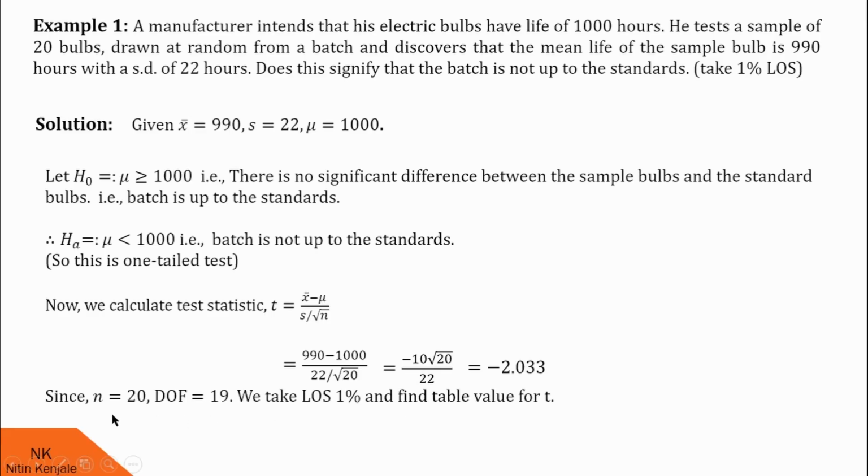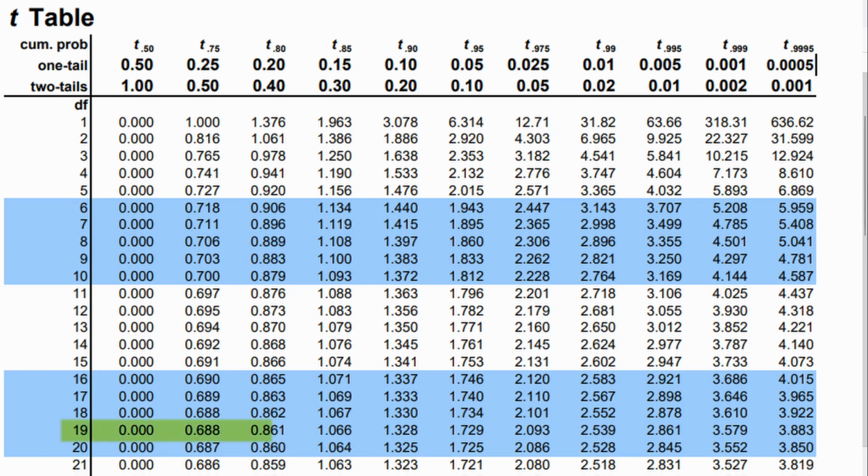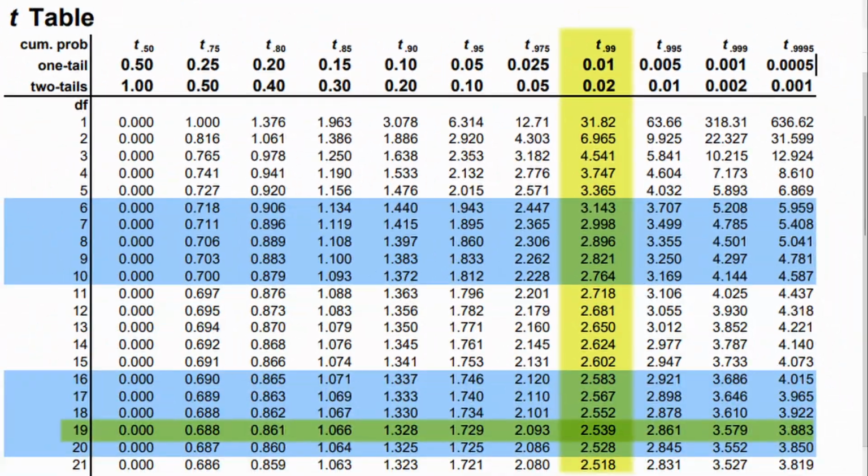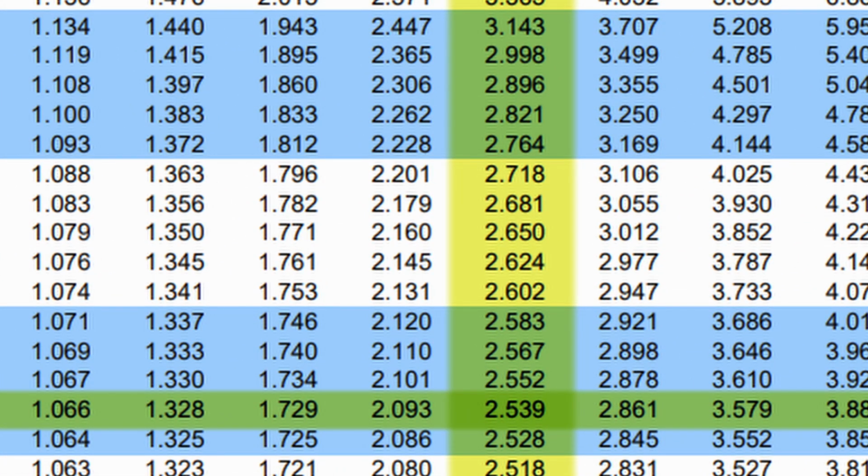Now we proceed to calculate the table value. For that, n is 20, so degrees of freedom is 20 minus 1, that is 19. We take 1% LOS as it is mentioned in the question, and we proceed to the table to find the table value of t. So look for 19 degrees of freedom here. Then we search for 1% LOS for one tail. For one tail, 1% LOS is over here. So look at the intersection. I see that at 19 degrees of freedom and 1% LOS, the table value for t is 2.539. Let us note it down in our solution.